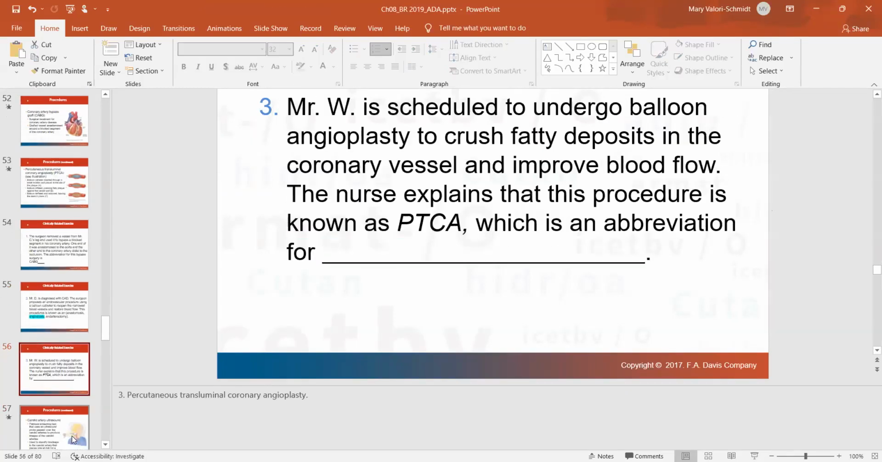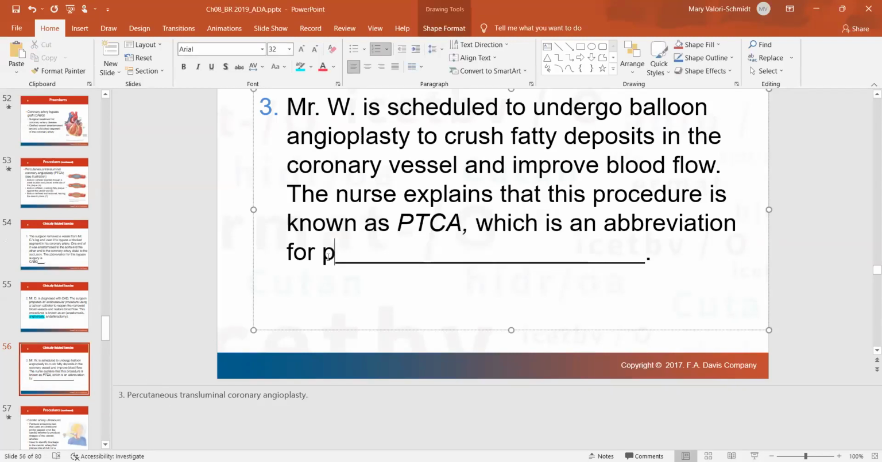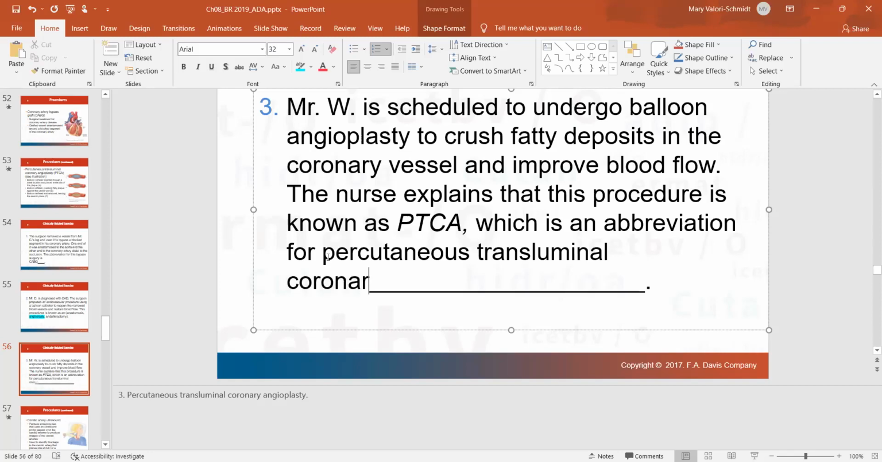And Mr. W is scheduled to undergo balloon angioplasty. So he's having a PTCA, and that's an abbreviation for, that mouthful, percutaneous transluminal coronary, pertaining to the heart, angioplasty.